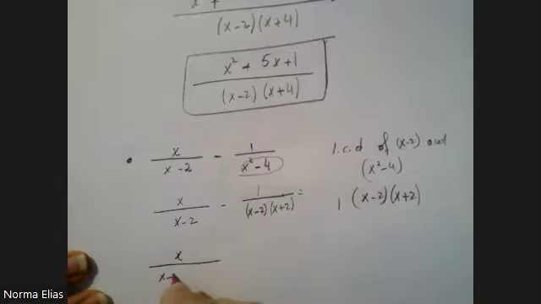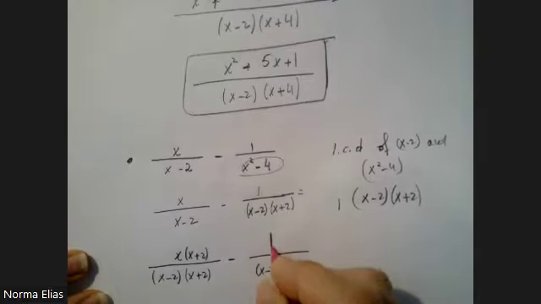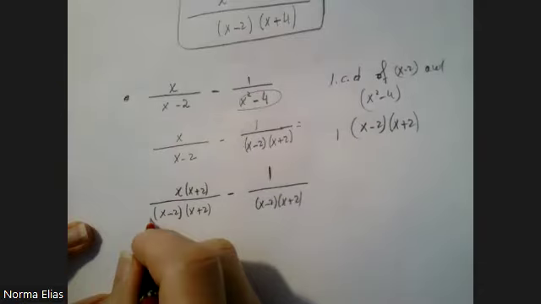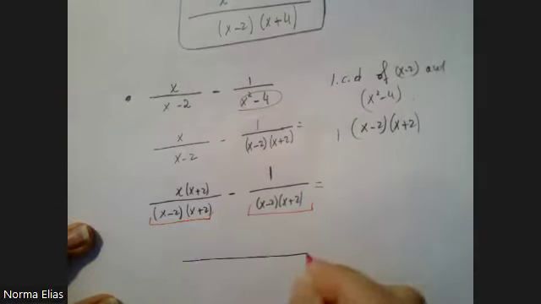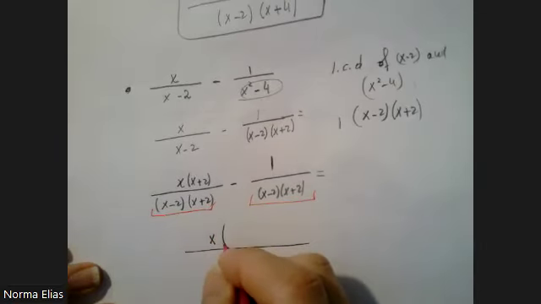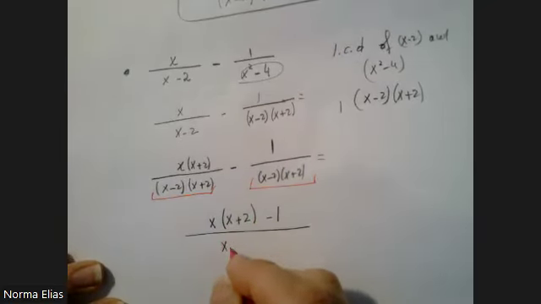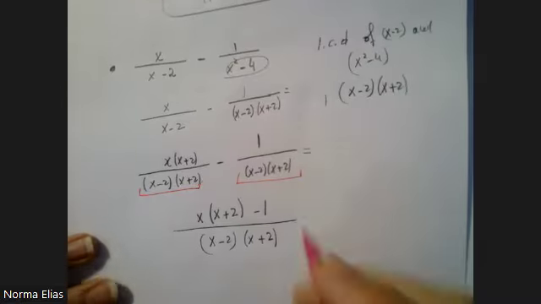over x minus 2. I have to multiply it by the x plus 2. We multiply by x plus 2 minus. This one, I don't have to multiply it by anything, so it stays whatever it is. It stays a 1. Common denominator, the same denominator. That's the only time we can combine numerators. That's why we do all this. So finally, I will have x times x plus 2 minus 1 over the quantity x minus 2, x plus 2.